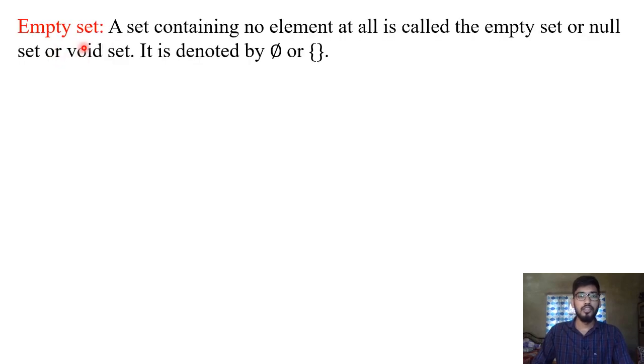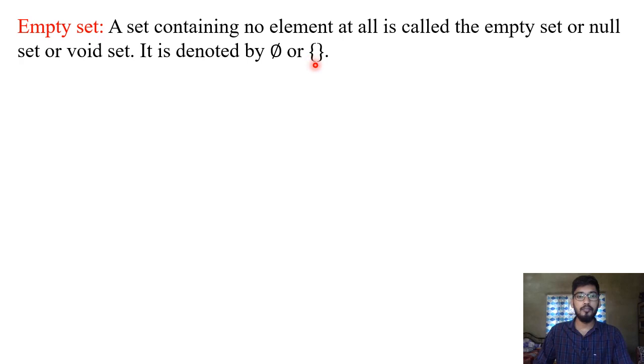Now we will discuss what is the empty set. A set containing no elements at all is called the empty set, or null set, or void set. If a set has not even one element, then we call it an empty set. It is a very simple definition. It is denoted by phi, this is a Greek letter, or by this: we write curly brackets and leave the inside empty.